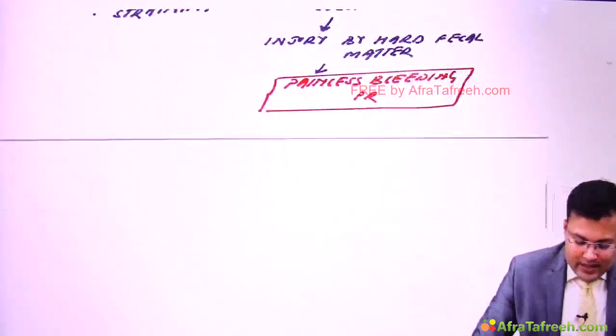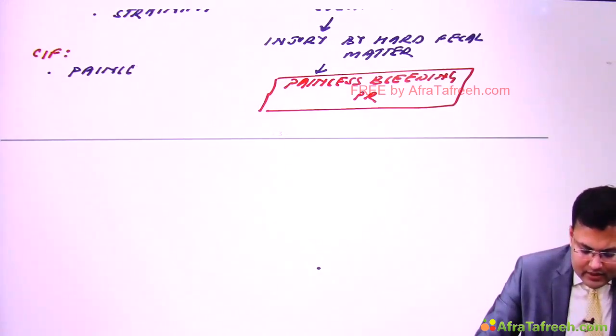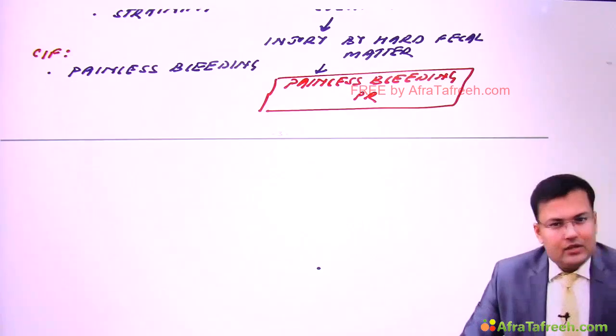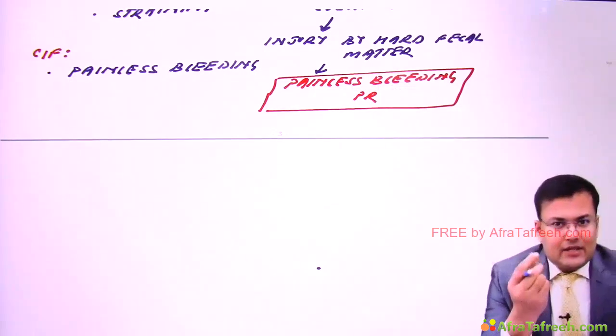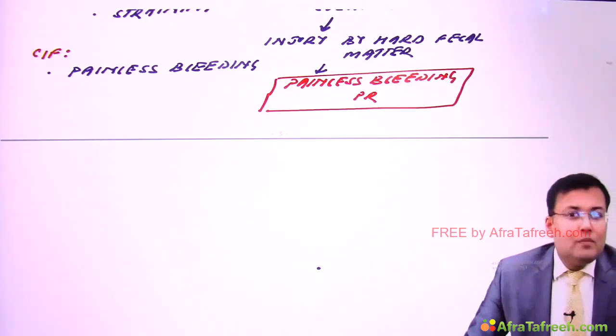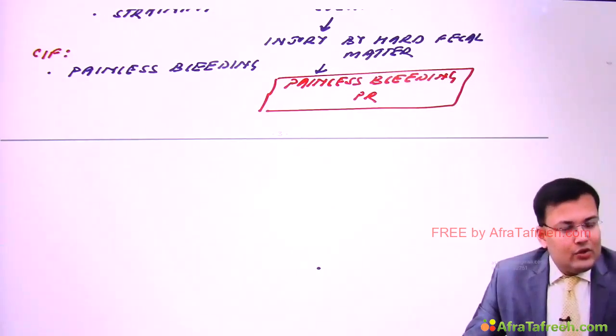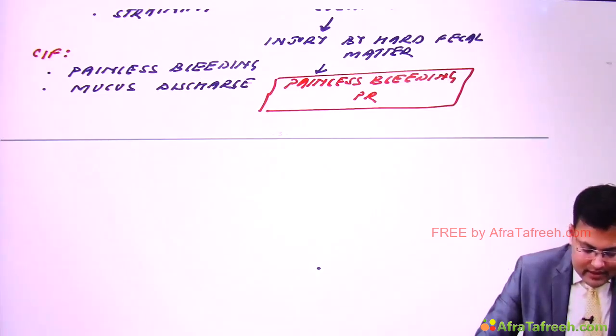Clear? So here you can see the clinical features of hemorrhoids. There is painless bleeding. How much is the amount of bleeding? On average, it is 3 to 5 ml. The patient is going to tell you, sir, I go for defecation, and when I pass fecal matter, at the end there is passage of 2 to 3 or 5 ml of fresh blood, and there is no pain. Clear? So generally it occurs after defecation. Other symptoms: these patients complain of mucus discharge also. And what else? There is prolapse.